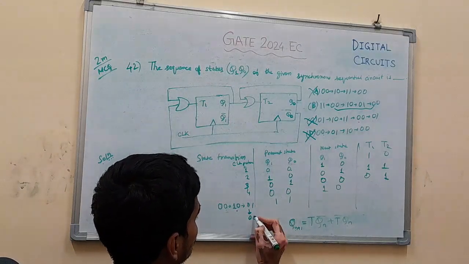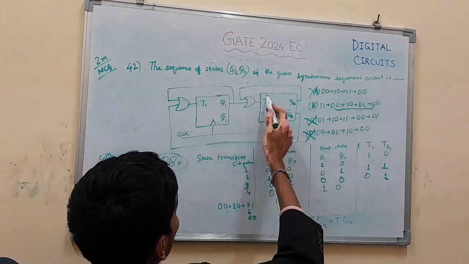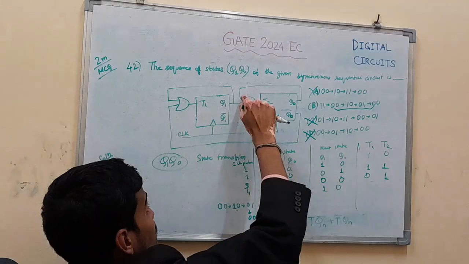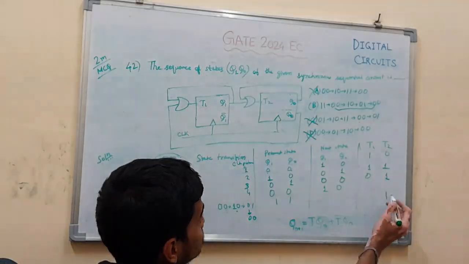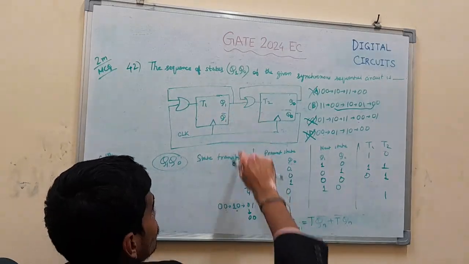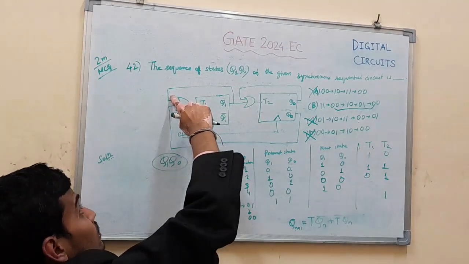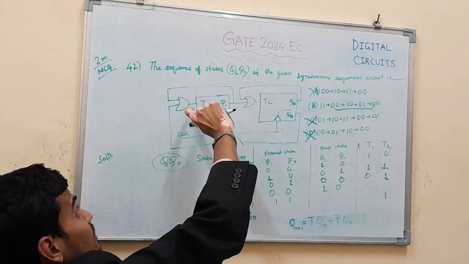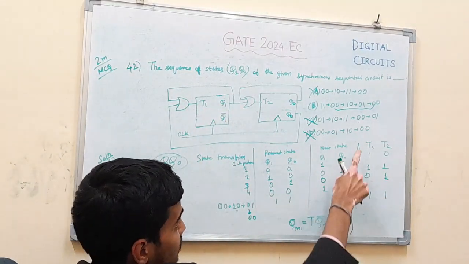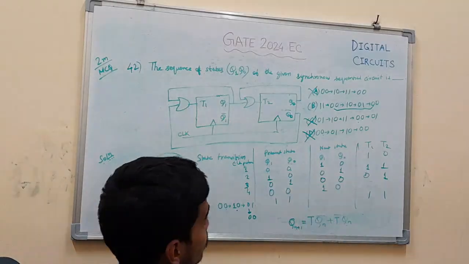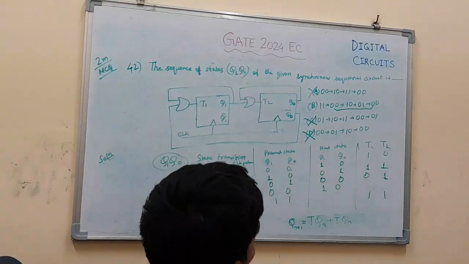If we put 1 1, then Q0 is 1, so for T2 this OR gate input is 1, so T2 is 1. And Q1 is 1, so for T1 this OR gate input is 1, so T1 will also be 1. So there is at least one 1, so both Q1 and Q0 will toggle because T1 and T2 are both 1.